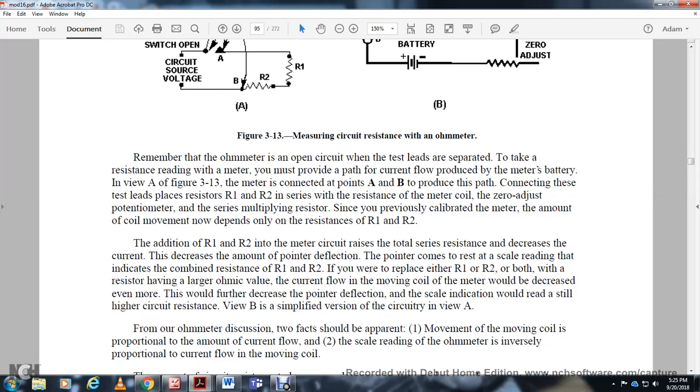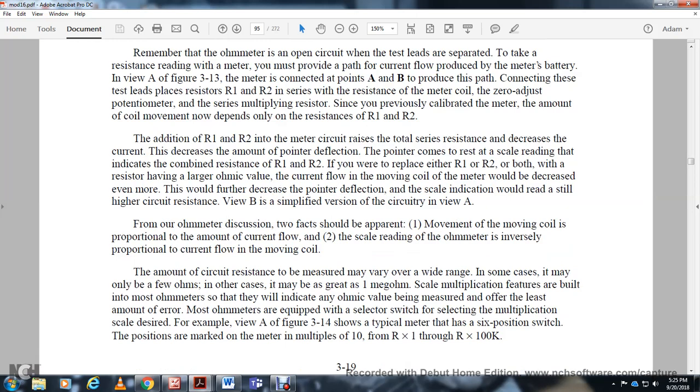Resistor 1, resistor 2, the shunt resistor, and the meter coil are in the circuit. With the leads shorted at 0, adjust the potentiometer for full-scale deflection. The multiplying resistor sets the previously calibrated amount of current through the coil, so the dial depends only on resistor 1 and resistor 2. In addition, resistor 1 and resistor 2 add to the meter circuit, giving the total series resistance.